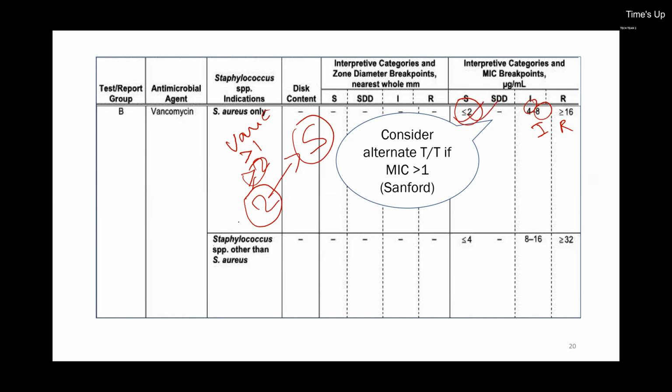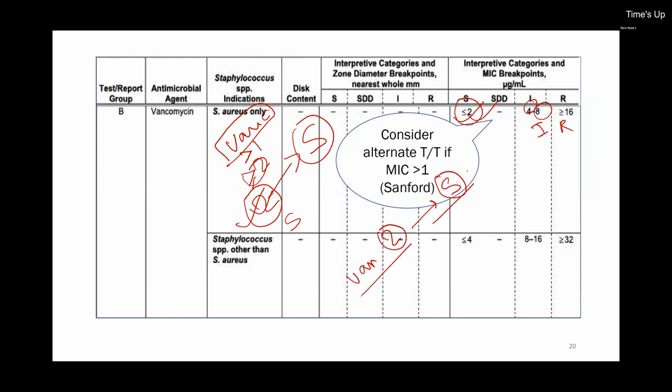But can we use vancomycin reliably for the treatment of those MRSA strains? What's your take? Anybody can unmute and say. So if my vancomycin MIC comes out to be 2, we use the breakpoint, 2 is susceptible, so I reported that. Not reliable. Yes, it is not reliable.